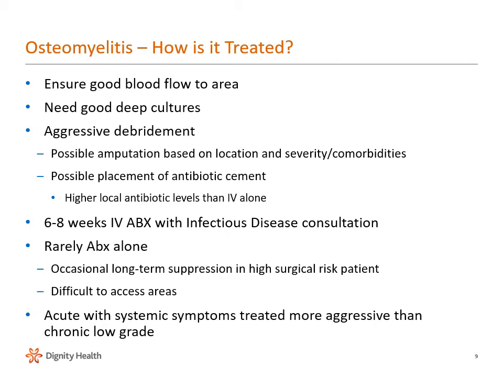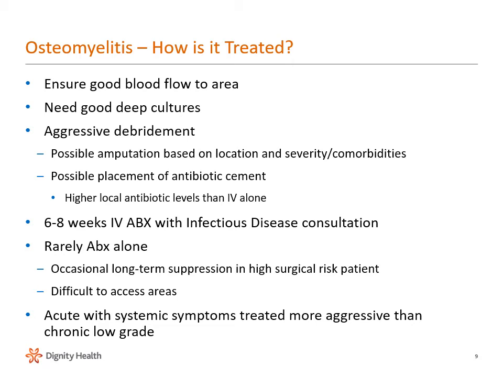How's osteomyelitis treated? Well, number one, we have to make sure that there's good flow to the area. All of the treatments, whether it is surgery or antibiotics, require that portion of the bone to have good blood flow. So we always check the patient's pulses. Often we'll get a vascular consult to make sure that the area is well perfused. Additionally, you need to have good deep cultures to confirm the organism that's actually causing the infection.